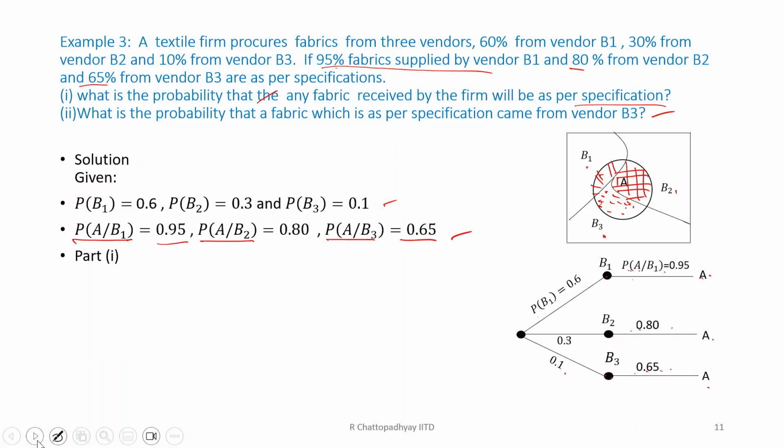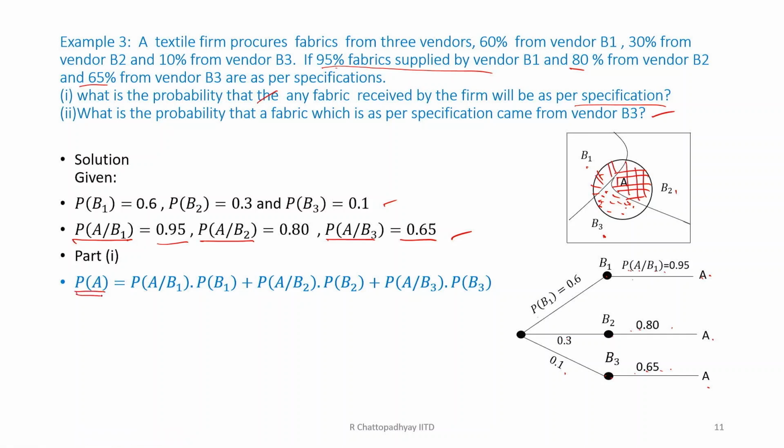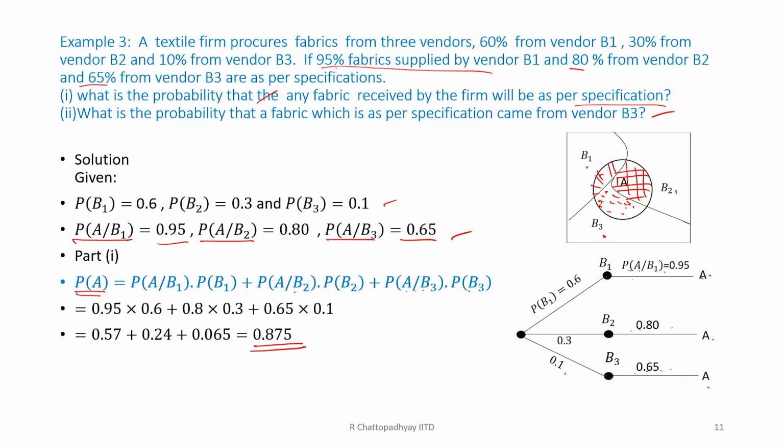So when we go for part 1, we know we have been asked this value. What is P(A)? So P(A) will be P(A given B1) P(B1), P(A given B2) P(B2), P(A given B3) P(B3). All the values already are stated. We simply substitute those values and do the simple multiplication and addition. That's all. And we arrive at the figure 0.875.